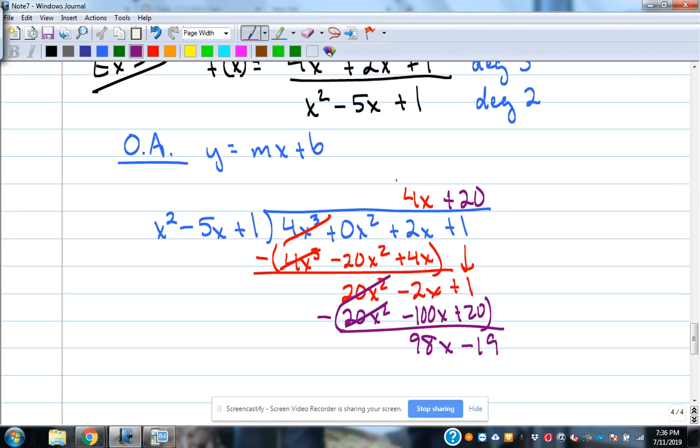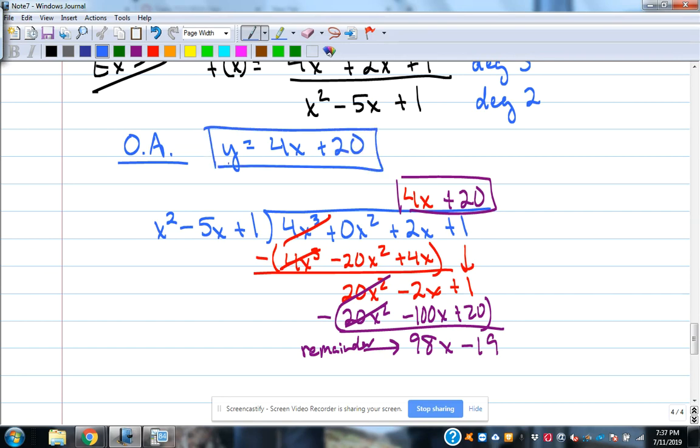Now, this is your oblique asymptote. This is the remainder, which doesn't matter when we're trying to just find the oblique asymptote. Our oblique asymptote for this particular problem will be y equals 4x plus 20. Long division used to find oblique asymptotes. Again, remember, horizontal and oblique asymptotes do not occur together. They don't happen. That would be lab number 9 for Math 110.